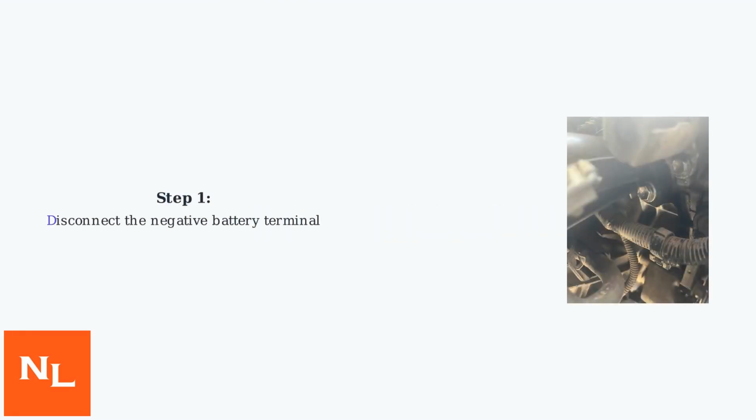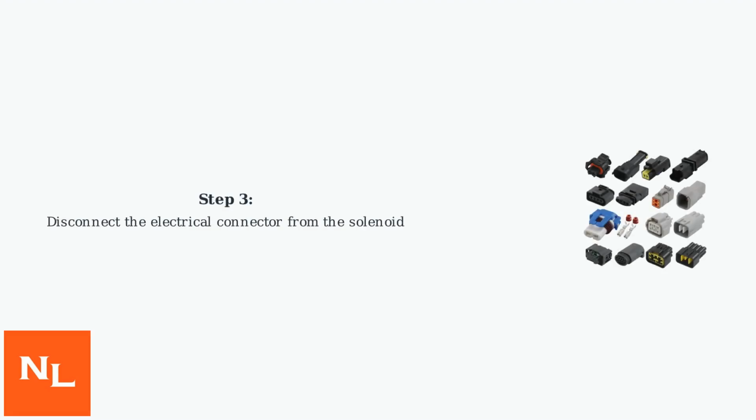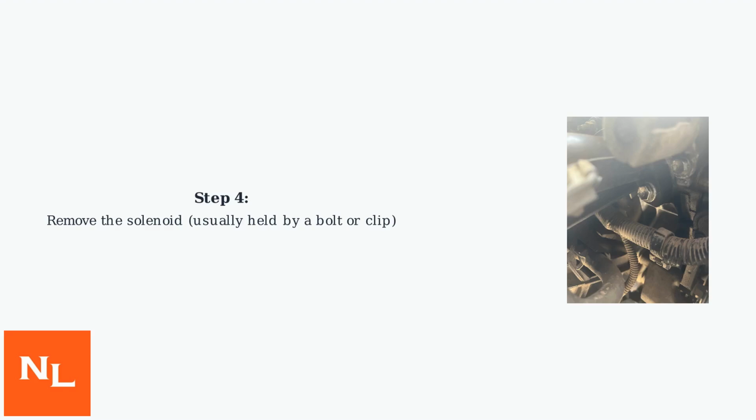First, disconnect the negative battery terminal to ensure safety and prevent electrical issues during the repair. Next, locate the VVT solenoid on bank 2 of the engine. This is typically found on the cylinder head. Then, disconnect the electrical connector from the solenoid. Gently press the release tab and pull it straight off. Remove the solenoid, which is usually held by a bolt or clip. Use the appropriate tool to loosen and remove it.